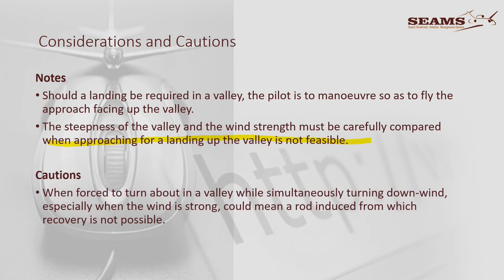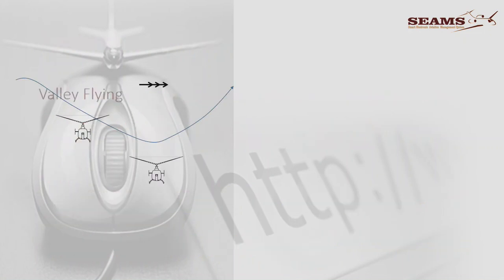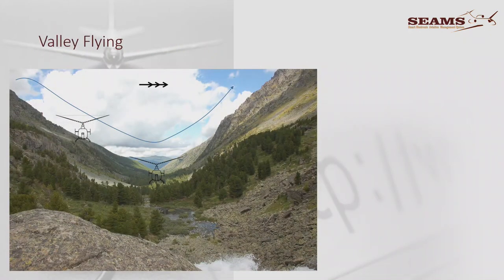Cautions: when forced to turn about in a valley while simultaneously staying downwind, especially if the wind is strong, this could mean a rate of descent from which recovery is not possible. When more than one helicopter operates separately in the same valley, there must be contact between the two. So let's get into the valley and see what I mean by all the things that I have just said.